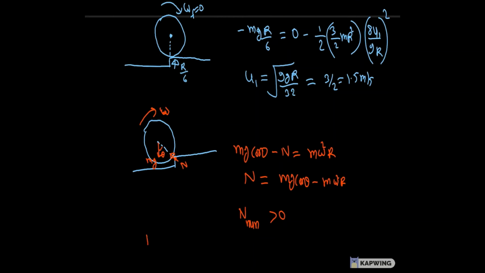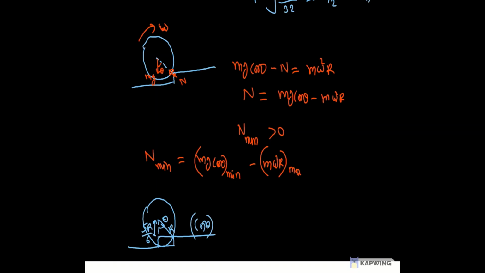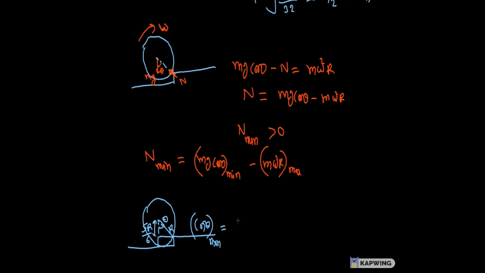Normal will be minimum when mg cos theta is minimum and m omega square r is maximum. Cos theta will be minimum when theta is maximum, and that is only at the initial instant, just after collision with the step, when the disk strikes the step. What will be the value of theta at that moment? Cos theta is base upon hypotenuse. The base is 5r by 6, the hypotenuse is r. So the minimum value of cos theta is 5r by 6 upon r, that is 5 by 6.